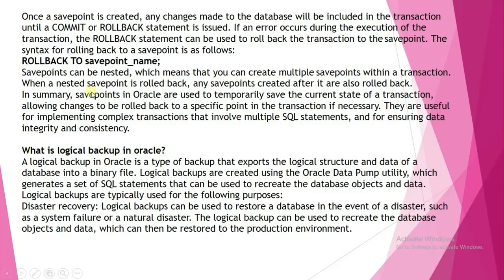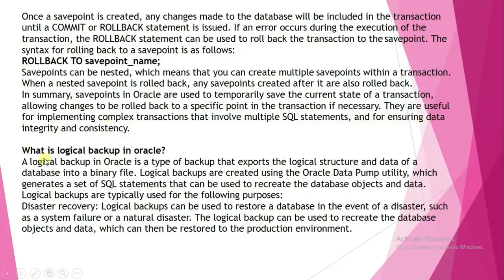transaction. When a nested save point is rolled back, any save points created after it are also rolled back. In summary, save points in Oracle are used to temporarily save the current state of a transaction, allowing changes to be rolled back to a specific save point in the transaction if necessary. They are useful for implementing complex transactions that involve multiple SQL statements and for ensuring data integrity and consistency.